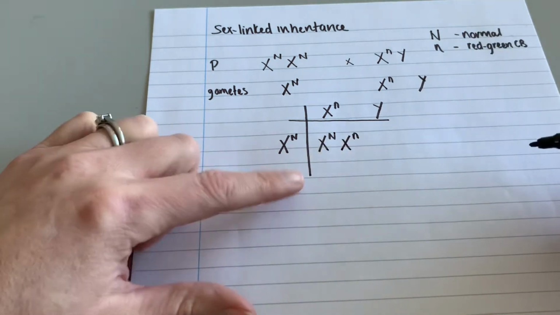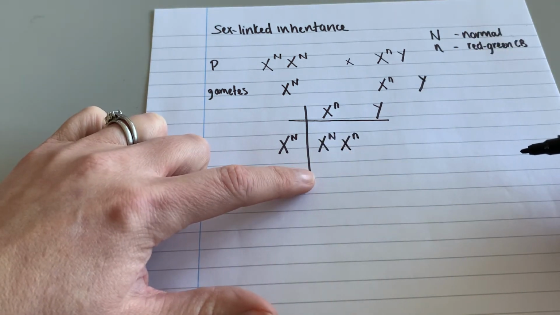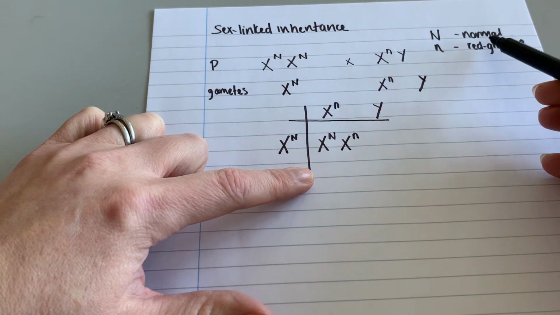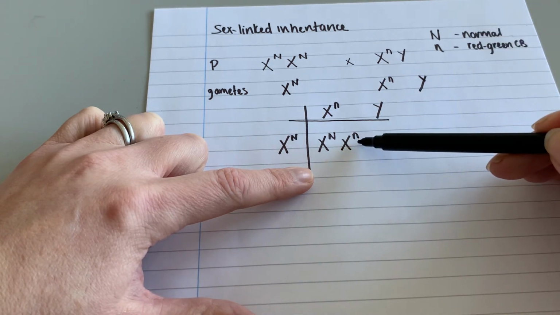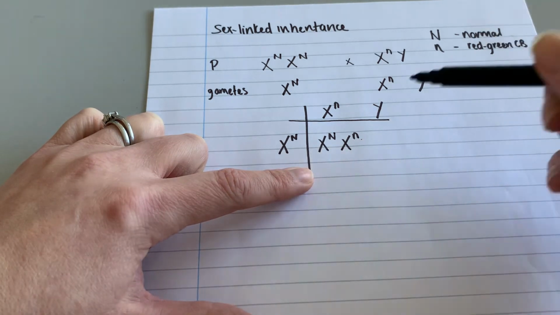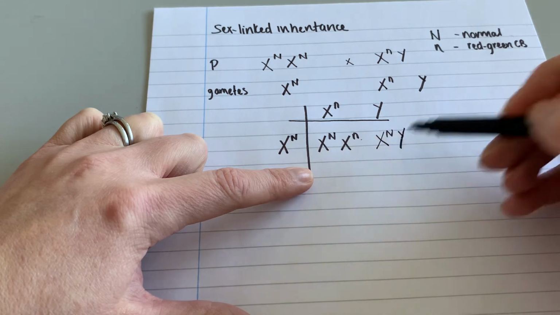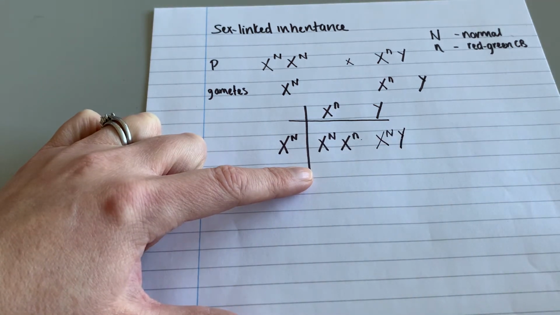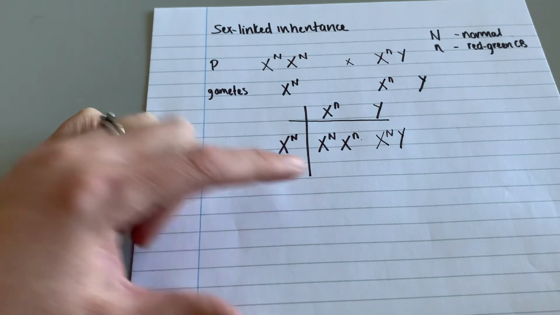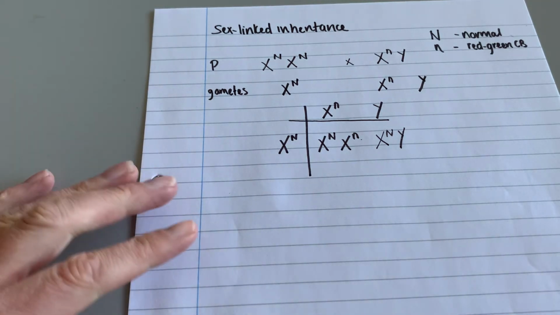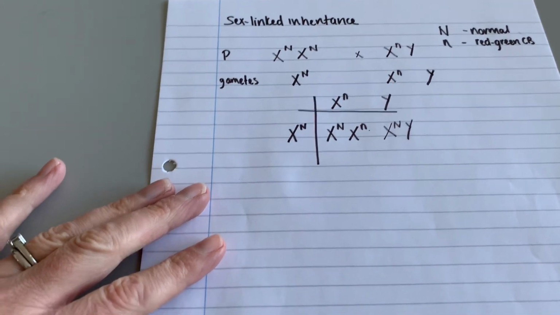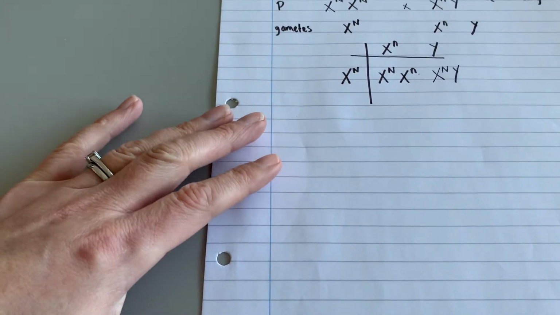small n. So my females are going to have normal vision because they've got one copy of the dominant allele, but they are carriers of the red-green colour blindness gene. And then my males are going to be X big N, Y, which is meaning that my males are going to have normal vision. Okay, let's have a look then at a slightly different outcome.